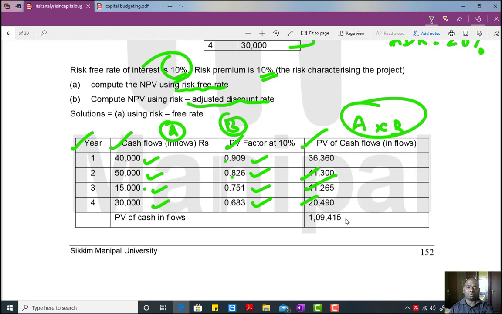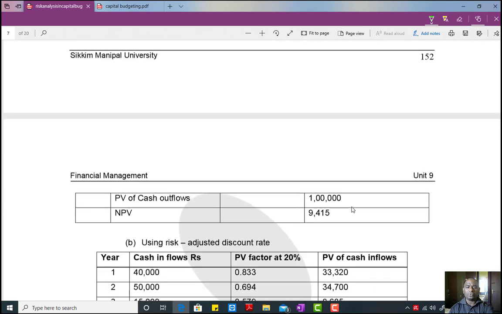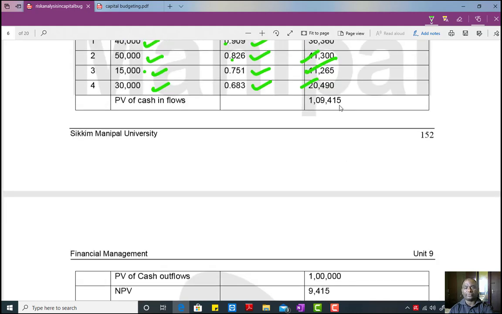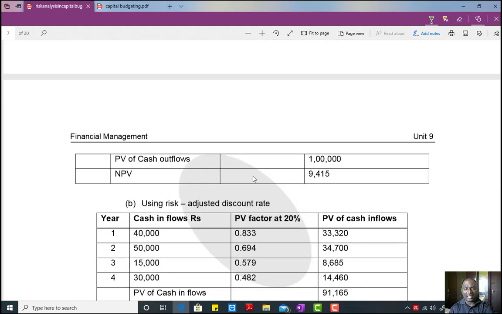That is the inflow. We know the cash outflow is 1 lakh. You take this 1,09,415 and subtract your 1 lakh, because it is the cash outflow, or you can just put it in brackets. Then you sum it up and you get 9,415. Is it positive? Yes, positive. Can we accept? Yes, we can accept at the 10% rate.